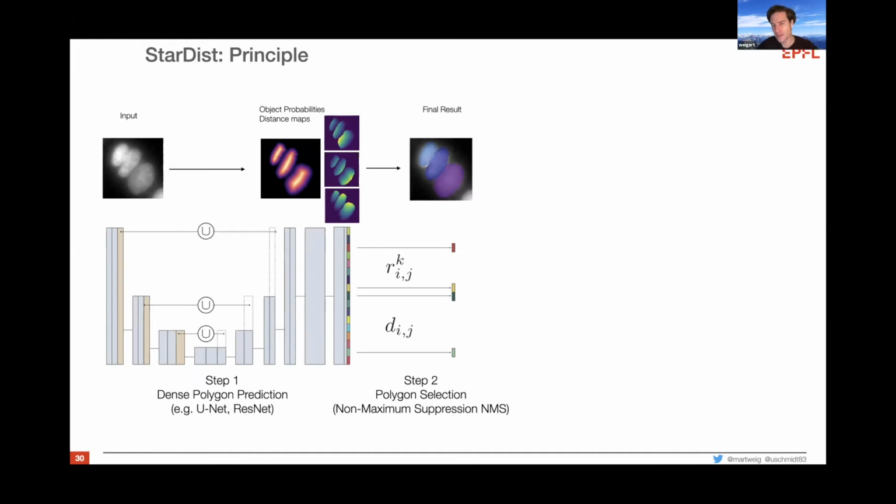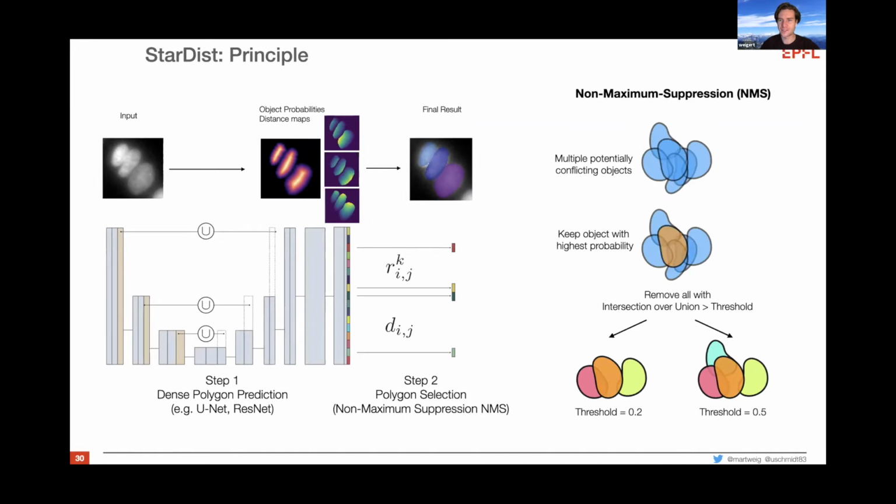And this is a step called non-maximum suppression, NMS. And it just looks for the most probable center of an object, draws the star-convex polygon around it, and then looks for all the other polygons that are similar, belonging to the same cell and overlapping above a certain threshold, and just discards them. And this is depicted here. So initially you have a lot of potentially conflicting objects, but you keep the one with the highest probability and remove all those that are overlapping above a certain threshold, right? Which makes sense because they probably belong to the same cell.